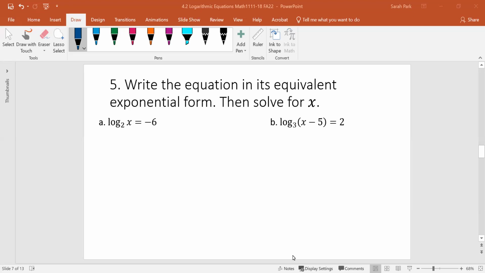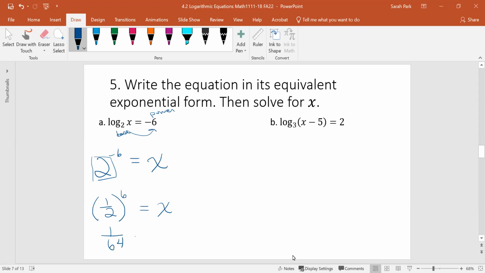So here the base is 2. We raise it to the power. The base is raised to the power -6 is equal to x. Now, negative exponents mean that you're going to rewrite the base as its reciprocal, and the base becomes positive. So we have 1/2 to the 6th power equals x, and 1/2 raised to the 6th power is 1/64. So we solve for x as 1/64.